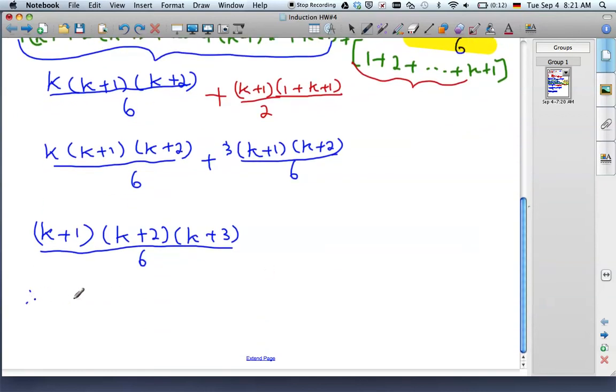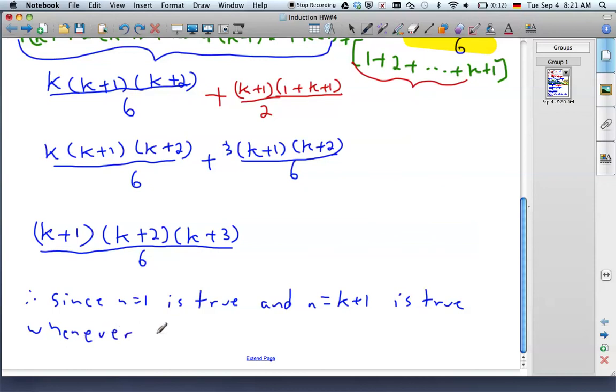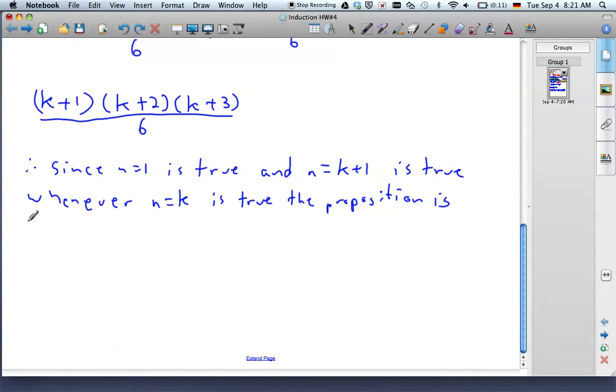So therefore, since n equals 1 is true, and n equals k plus 1 is true whenever n equals k is true, the statement, or I think they call it the proposition, is true for all n greater than or equal to 1.